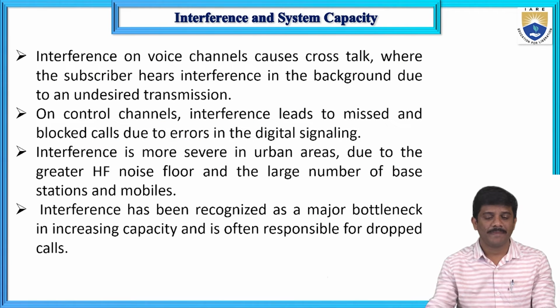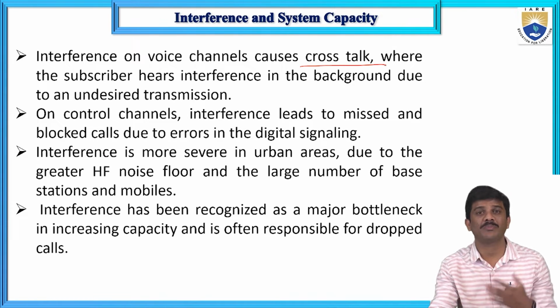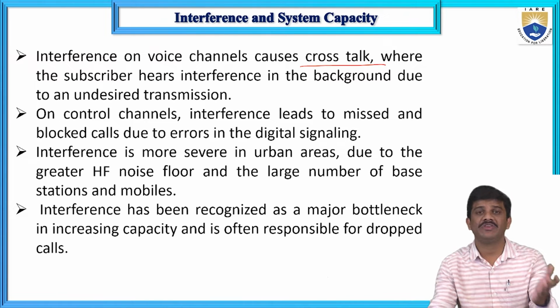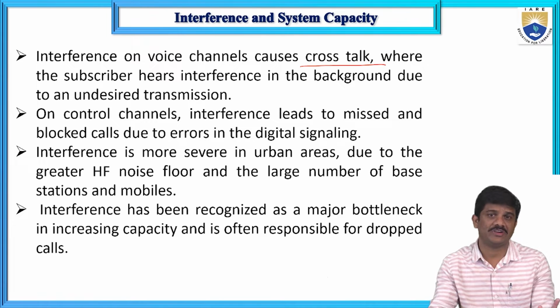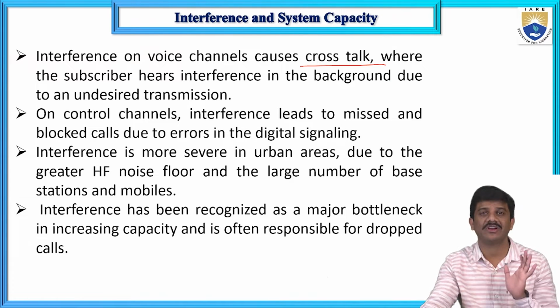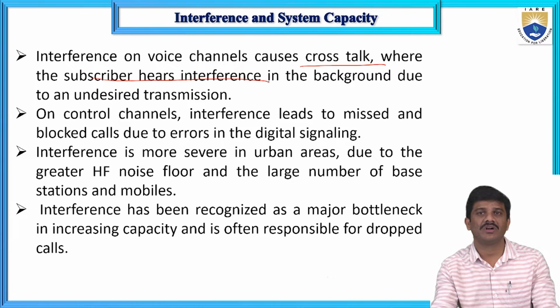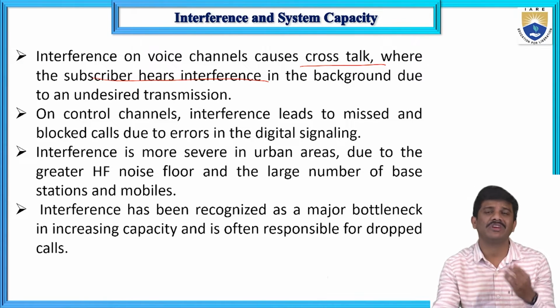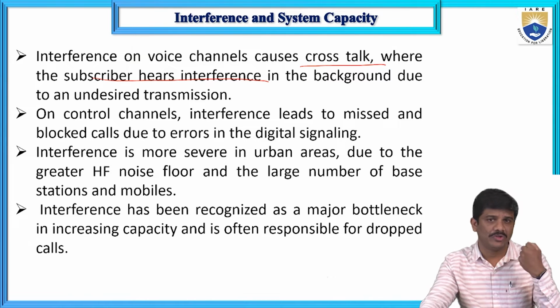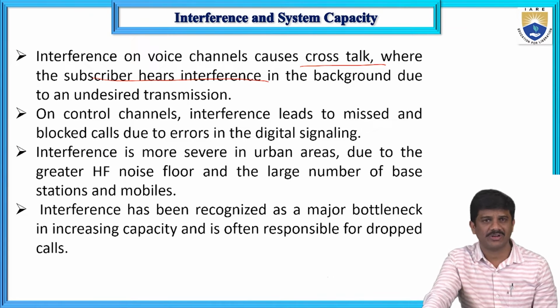Now we will see interference in voice channels, which causes crosstalk. The previous point was the source of interference, how it occurs. Then after the interference occurs, what are the problems in the cellular system? The first is crosstalk, where the subscriber hears interference in the background due to an undesired transmission. In real time you also observe this: whenever you are talking on a phone with a friend, sometimes some noise occurs. That is an undesired transmission signal. Crosstalk also occurs, and the signal will jump.